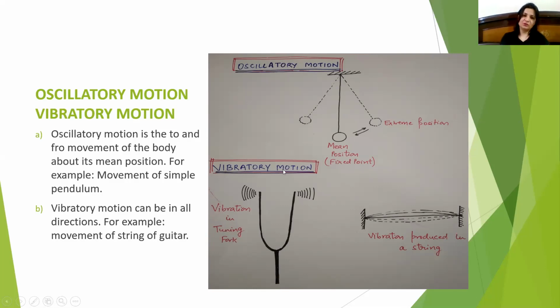Second is vibratory motion. Vibratory motion can be in all directions. And one more thing I want to add here, that we can relate oscillatory and vibratory motion. Vibratory motion can also be considered as oscillatory motion of very small amplitude. So if the amplitude is negligibly small, we can say that the object is executing vibrations.